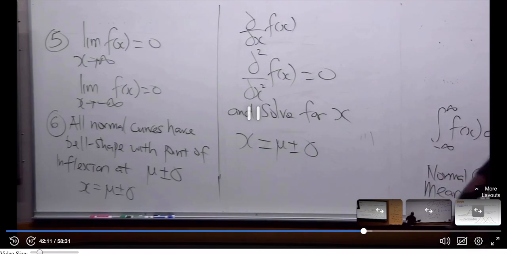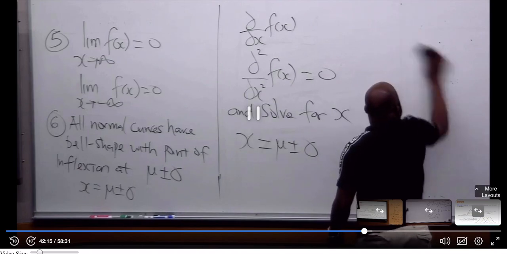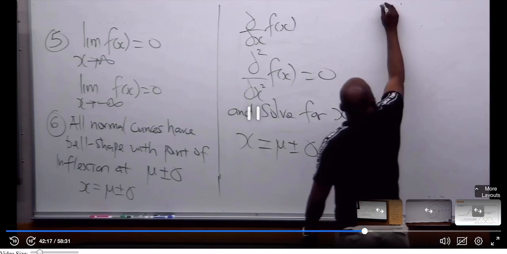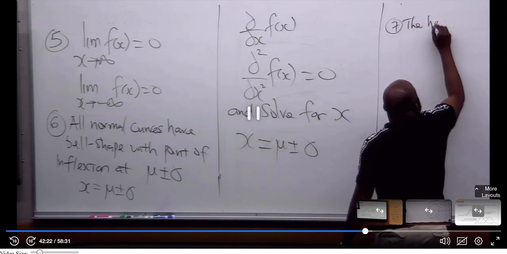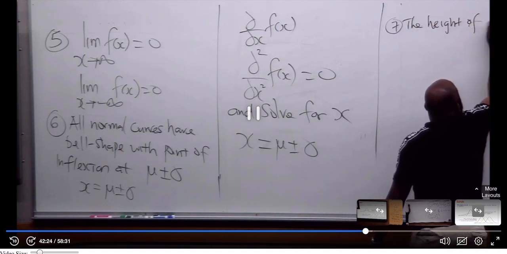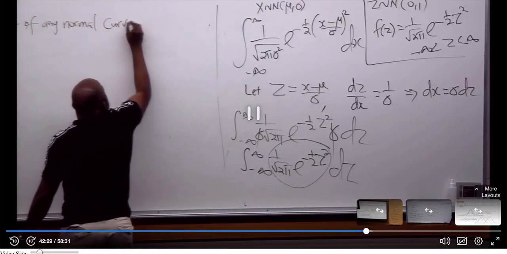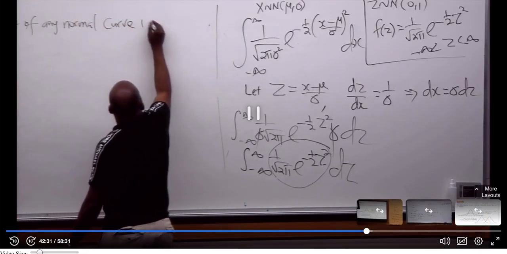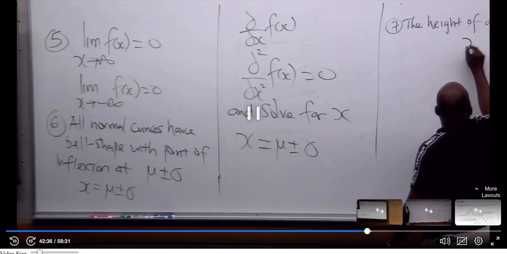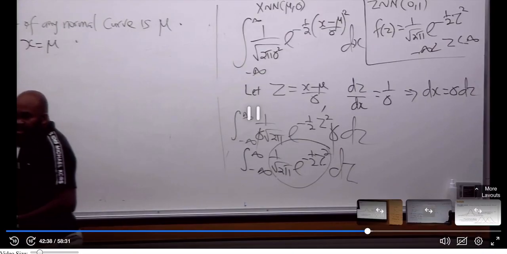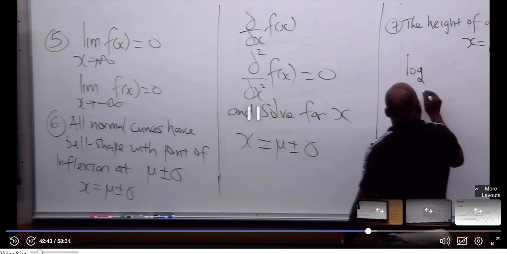Number 7, the height of any normal curve is at the mean, which is x equal to mean. How am I going to do that? I first need to take the natural log of f of x.